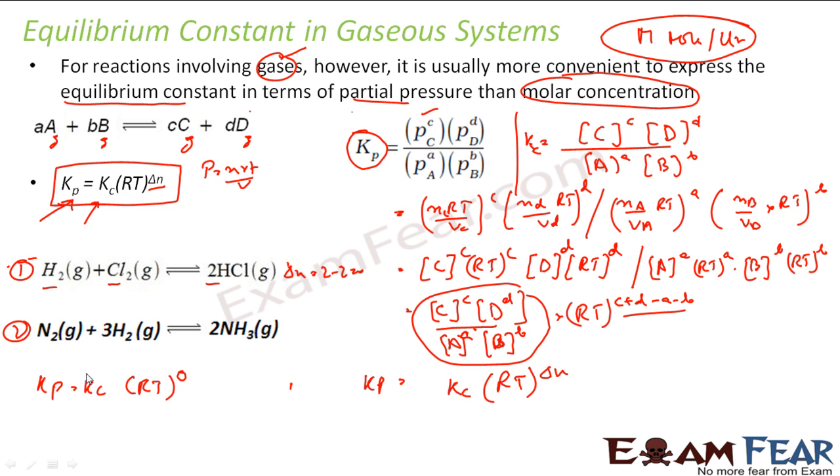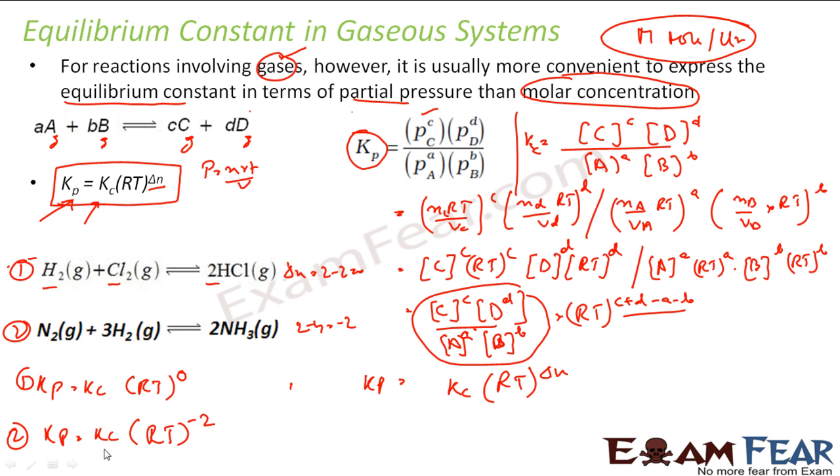Let's take this example. So here Kp will be Kc RT to the power delta n. Delta n is what? Here we have 2, here we have 3 plus 1, 4. So 2 minus 4 is minus 2. So delta n will be minus 2. Please note delta n can have positive or negative value, both. This will be my Kp.